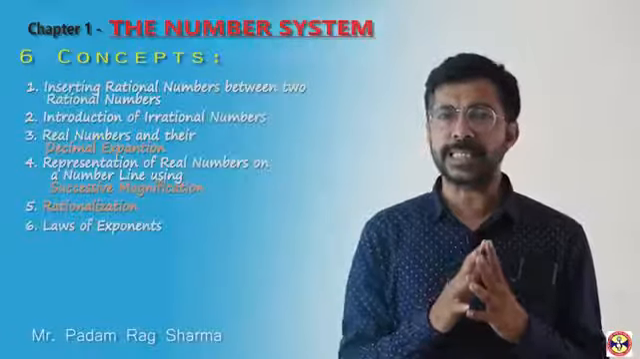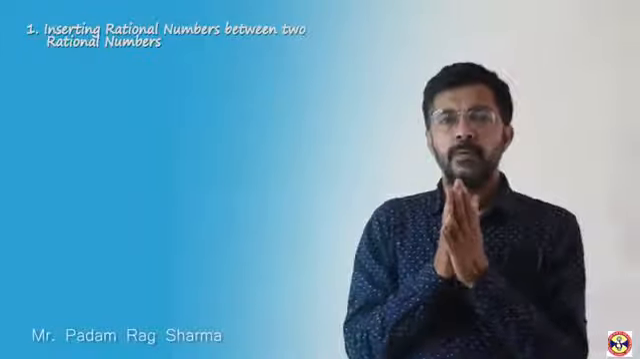Out of these six concepts, the first concept was finding rational numbers between two given numbers. Means two numbers are given. Now we have to find certain rational numbers between these two given numbers. In the process of finding rational numbers, we will discuss three situations.